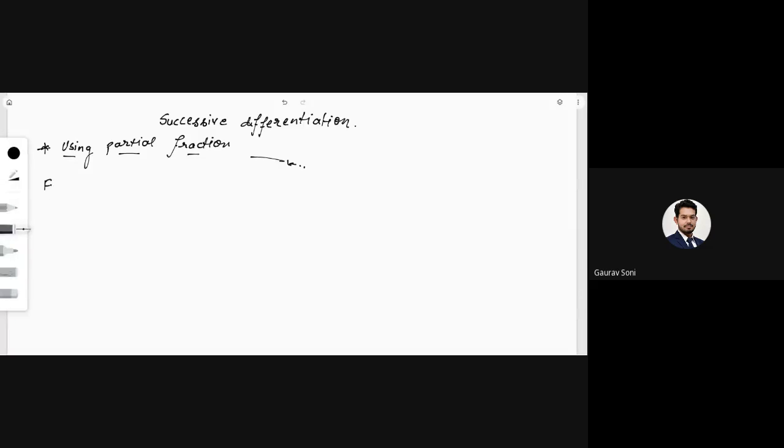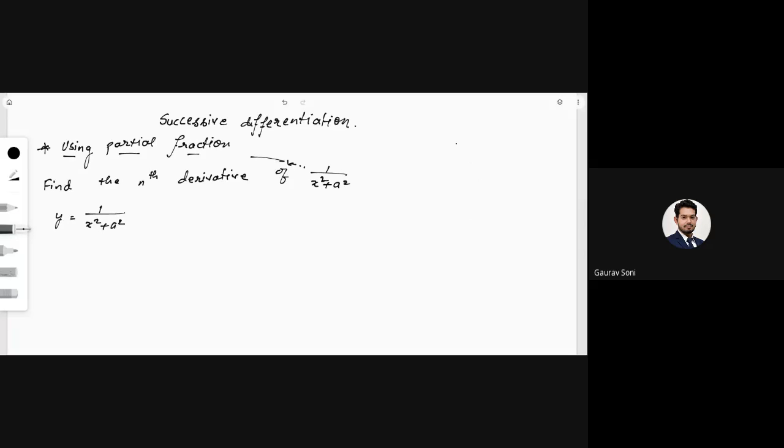Find the nth derivative of 1 upon x square plus a square. So how can I write this? y is equal to 1 upon x square plus a square.